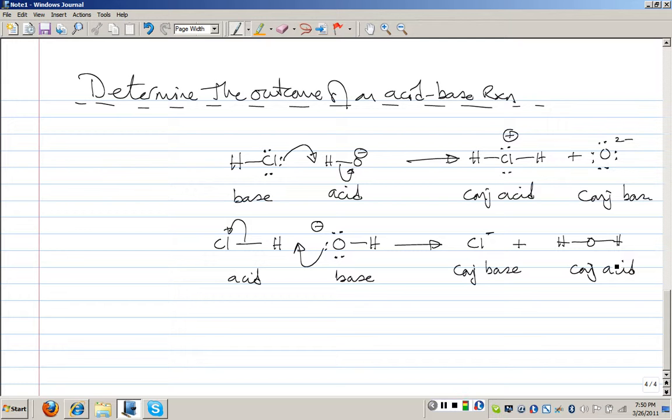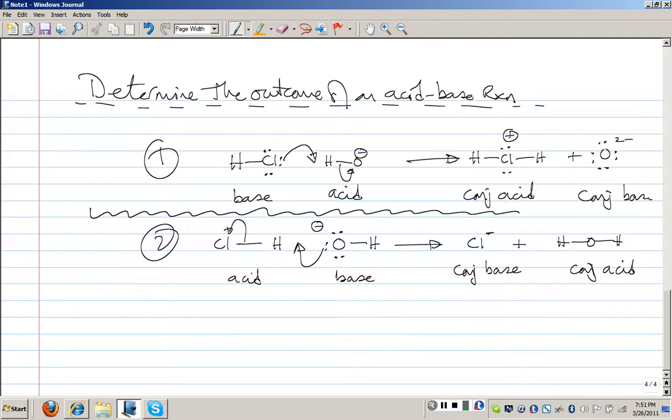Now, both of these reactions are, from a philosophical perspective, possible, right? This can certainly act as an acid because it has protons, and it is attached to an electronegative atom, although that electronegativity is compromised by the minus charge. This can certainly act as a base because it has lone pairs. Or it can act as an acid because it has an H-bound electronegative atom, and this can act as a base because it certainly has lone pairs. And the question is, which one happens? So how do we answer that? And the answer is as follows.